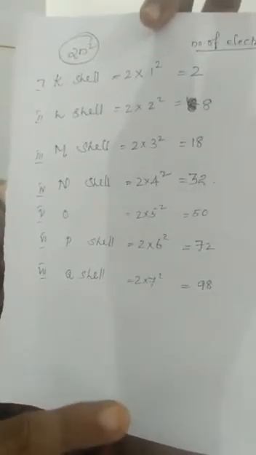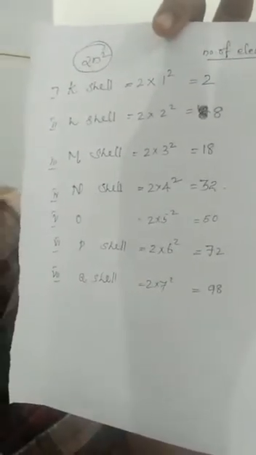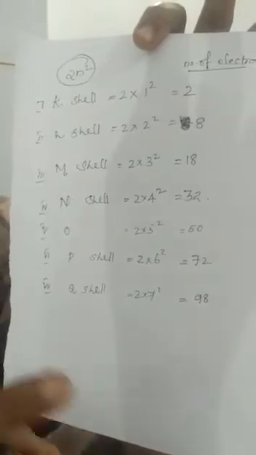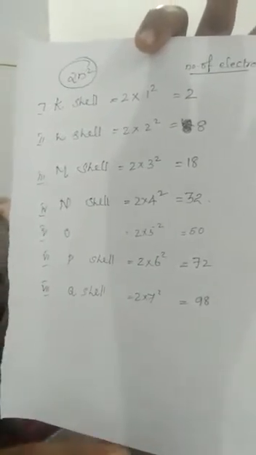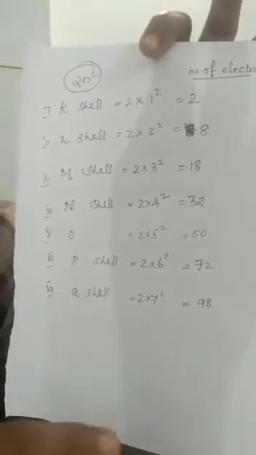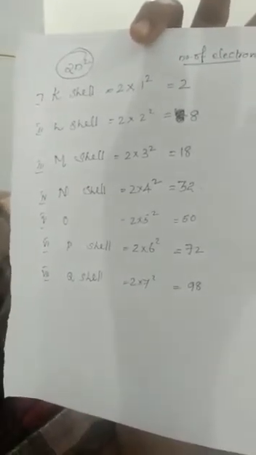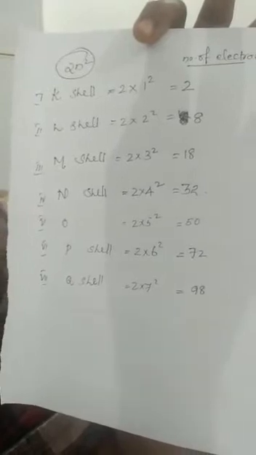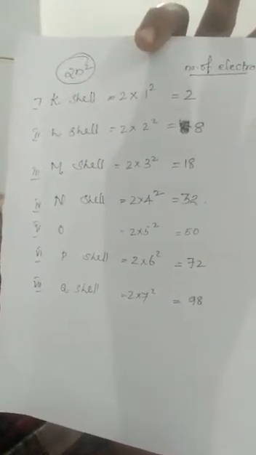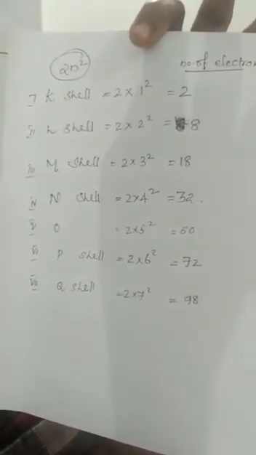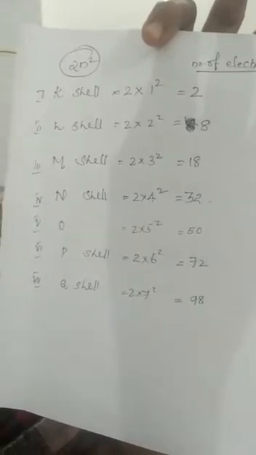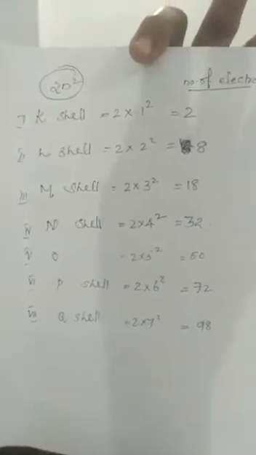If it is the first shell, you have to put n as 1. The second shell, then you have to put the number 2 for n, and if it is the third shell, put 3 for n. Likewise, you have to find out the number of electrons. Is it clear or not? Now I think you have cleared this one. Is it clear? Okay, now we can go to the Bohr model of atom.